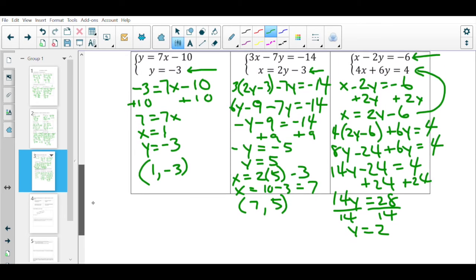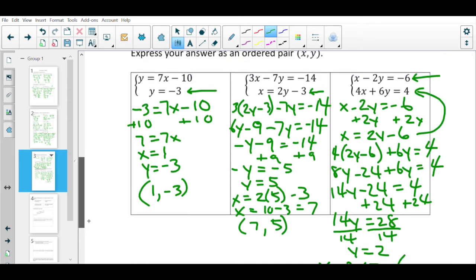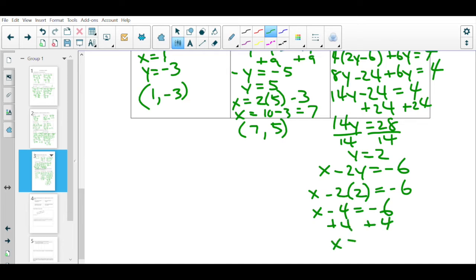Let's take that and plug it back into one of the equations. So that's x minus 2y equals -6. We'll plug it back in there. So that's x minus 2 times 2 equals -6. x minus 4 equals -6. x equals -2. So your ordered pair is -2, and here's your y value of 2. There's your answer.